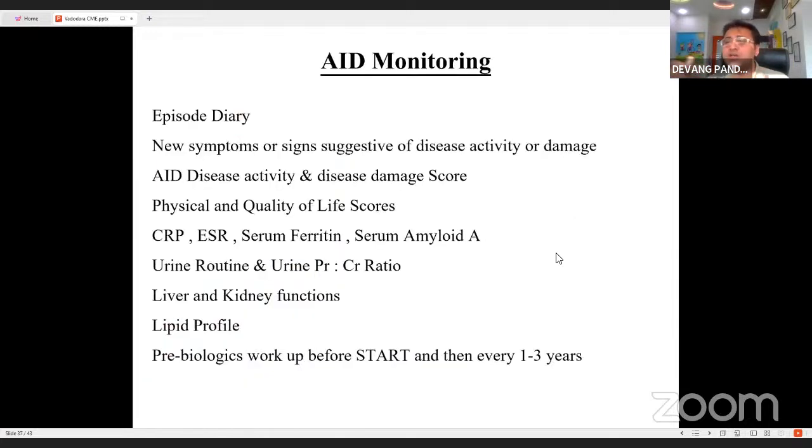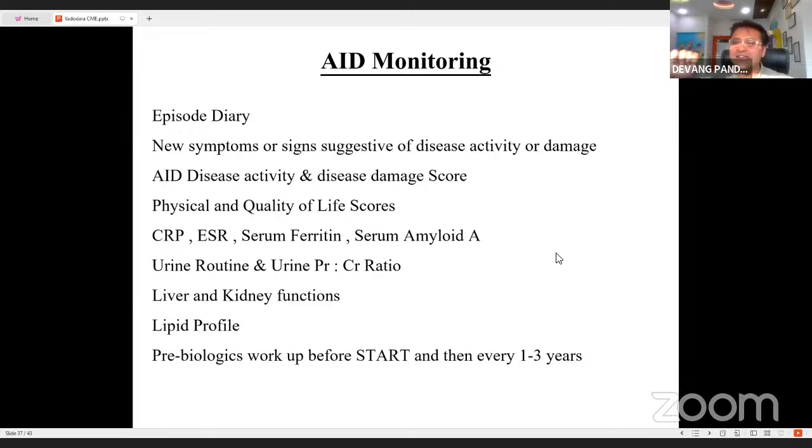And how do we usually monitor this patient? After starting a treatment, this child will have a dramatic response, and parents will get satisfied, like cloud nine. But the difficult part is the follow-up, the monitoring. So they have to maintain an episode diary, noting any new symptoms or signs which suggest disease progression or widening spectrum. And there are typical autoinflammatory disease activity and disease damage scores that we usually use in our OPD practice, and physical and quality of life scores, which is common like other disorders.